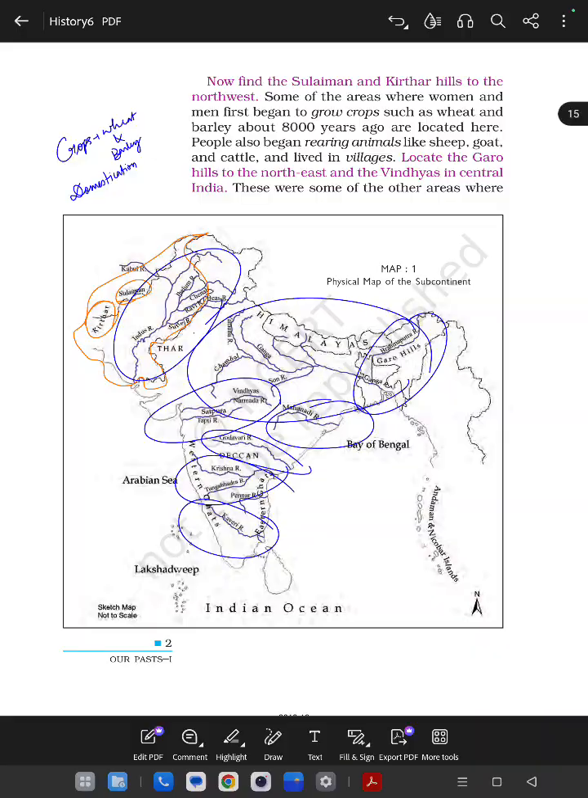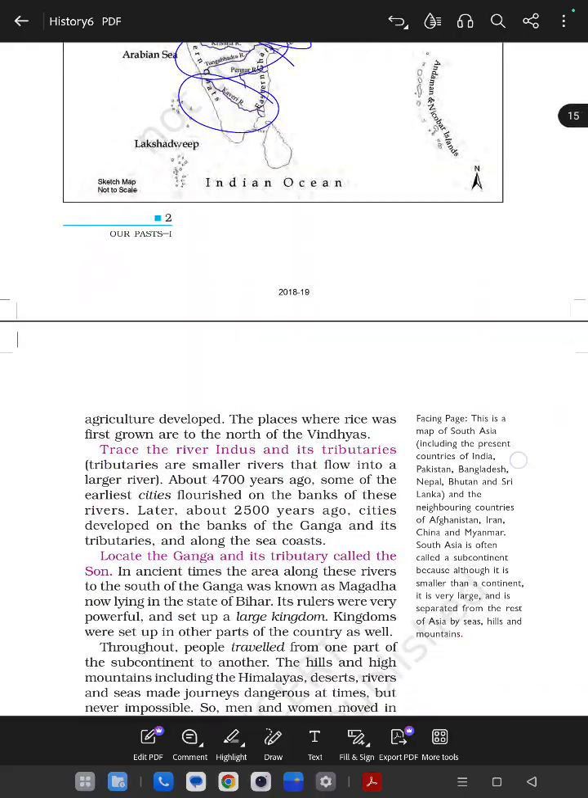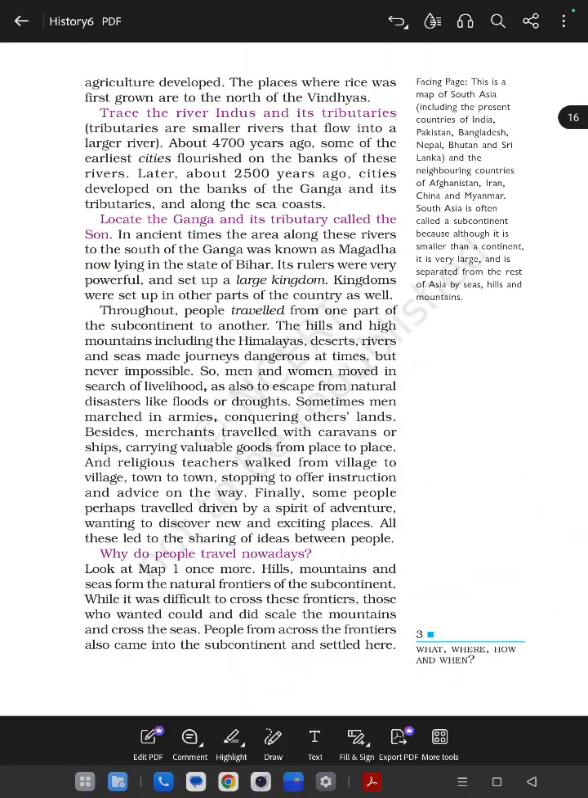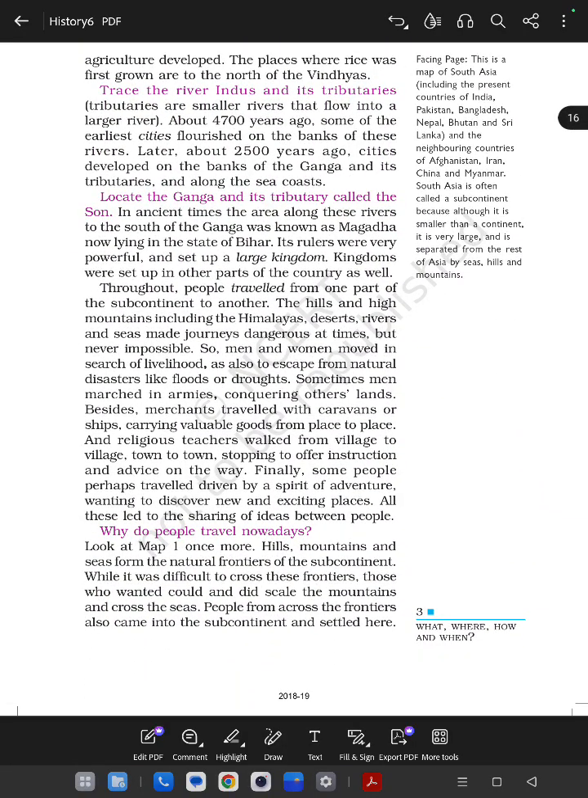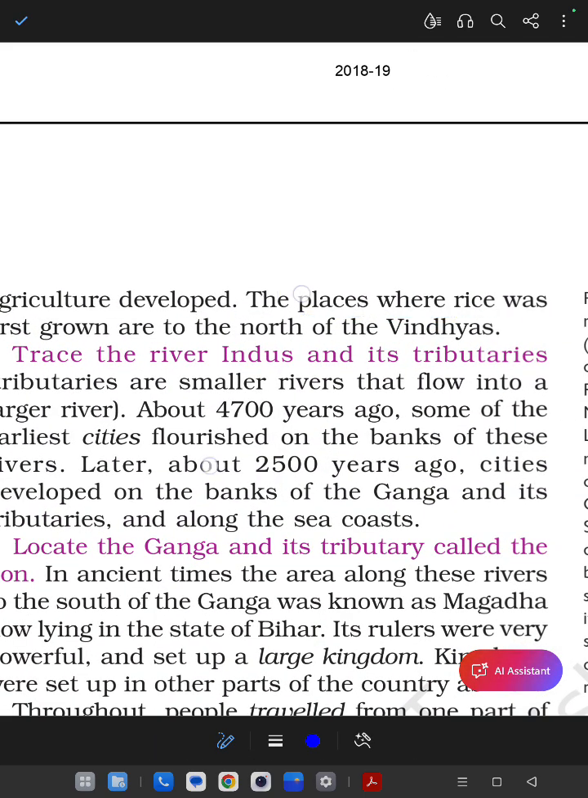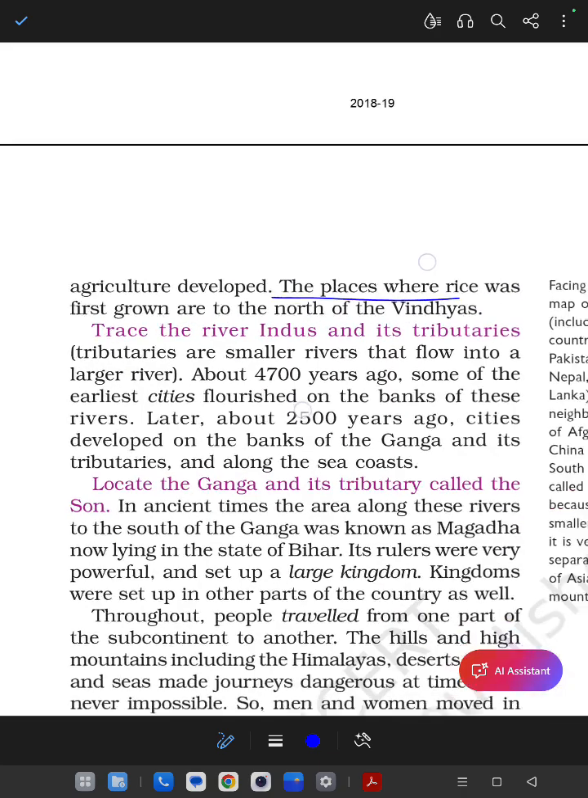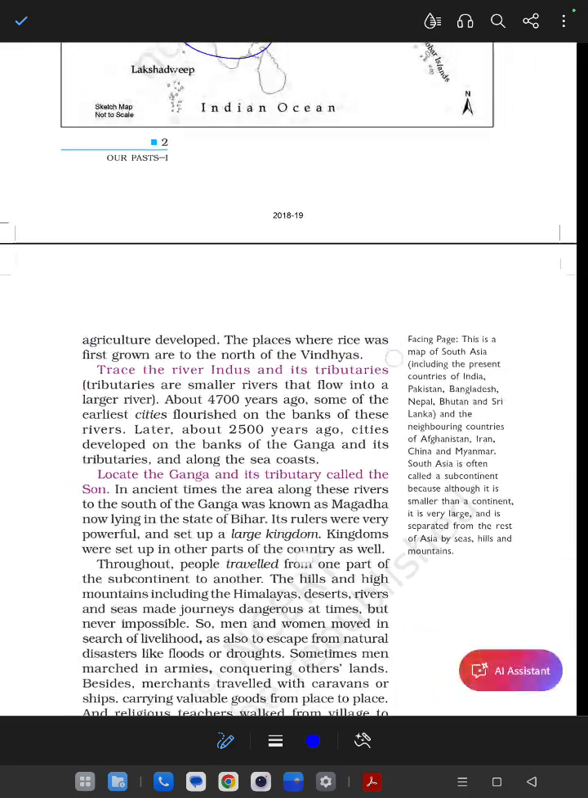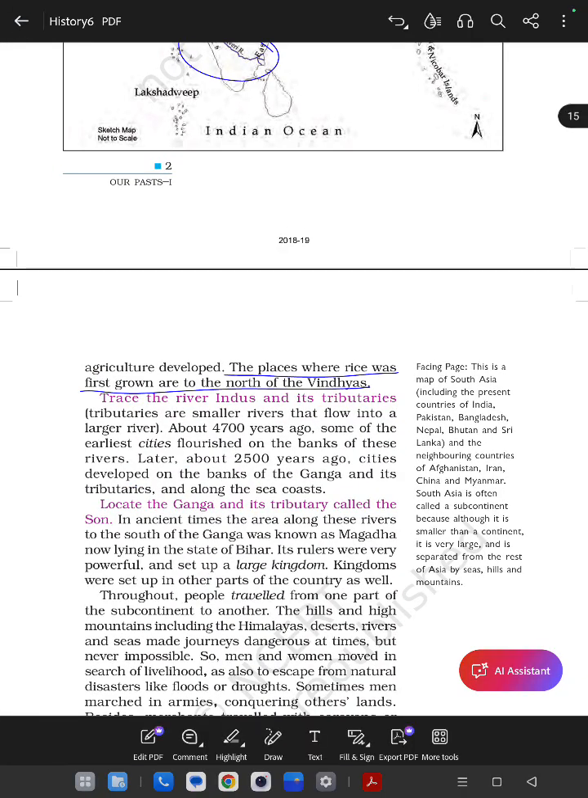So what was the ending? The Garo hills. These were some of the areas where agriculture developed. The places where rice was first grown are to the north of the Vindhyas. So these were the places where agriculture developed, and on the north of the Vindhyas we will notice that there were places where rice was first grown.